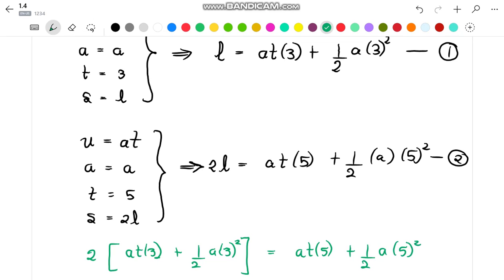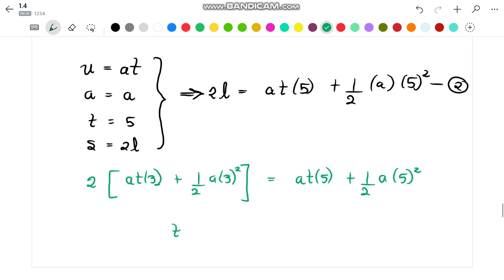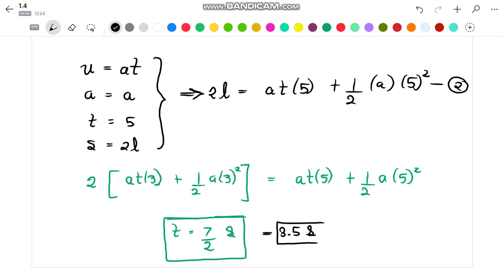Now from here, the value of a will cancel out and the value of t on solving comes out to be 7 by 2 seconds. That is, we can say that the person was late by 3.5 seconds for the departure of the train. This is our final desired result.